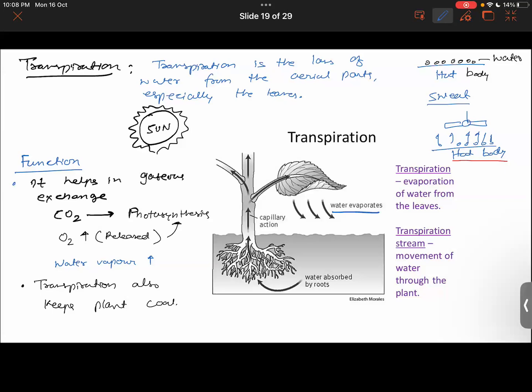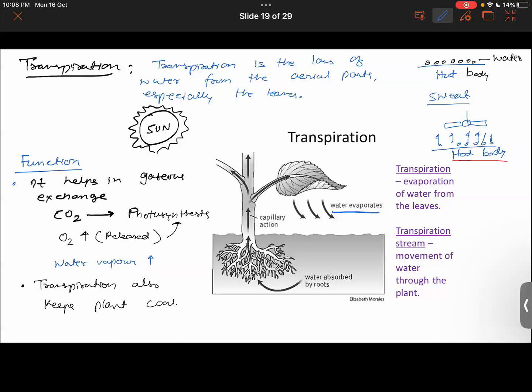Good. Now, does this whole process require energy? Is there any form of energy needed in it? Is there any expense of energy in it? Does this process require energy? Think of it. In order to carry out any process, we do require some sort of energy.